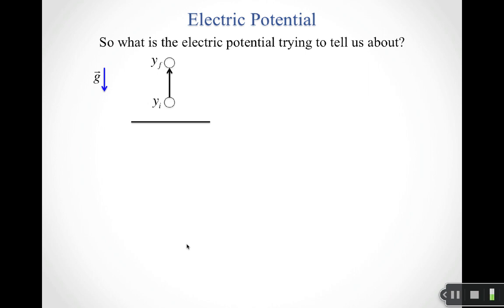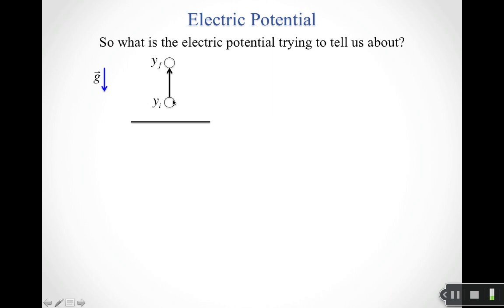So to do that, let's actually start by thinking about the gravitational field. And again, let's think about the gravitational field we know best. Let's think about the gravitational field near the Earth's surface. So here's the ground. Here's the gravitational field near the Earth's surface. It points down. It has a magnitude of g equals 9.8 meters per second squared. And all I'm going to do is I'm going to take some object, and I'm going to start with it at some initial height, and then I'm going to move it upwards to some final height.